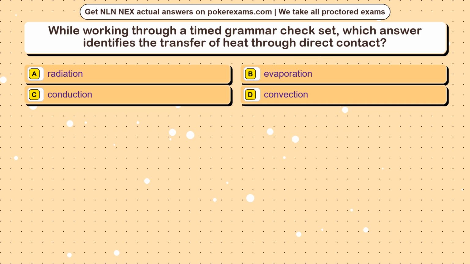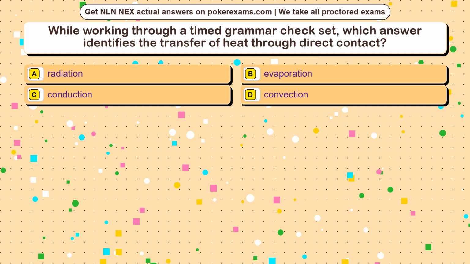Question 8. While working through a timed grammar check set, which answer identifies the transfer of heat through direct contact? Option A, radiation. Option B, evaporation. Option C, conduction. Option D, convection.